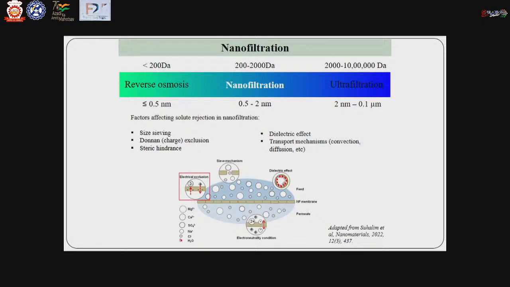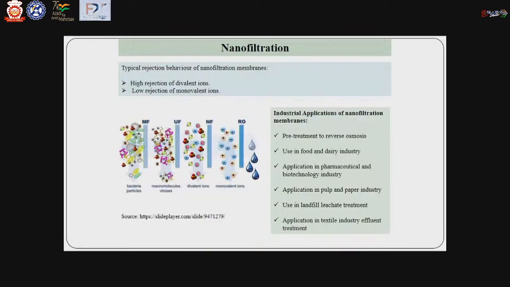The pore size is lower, and the main removal mechanism here is size exclusion. But in case of nanofiltration, there are several factors aiding in removal, that is size sieving, Donnan or charge exclusion, steric hindrance, dielectric effect, and the transport mechanism of the solutes, that is convection or diffusion. So nanofiltration membrane has a typical behavior.